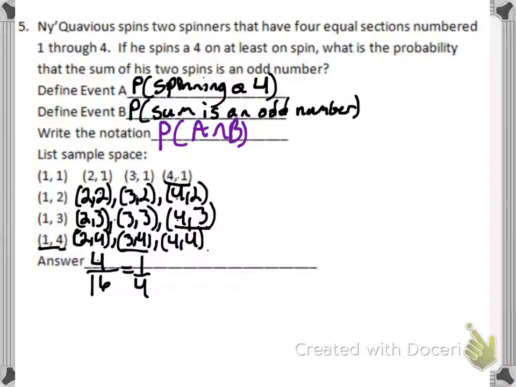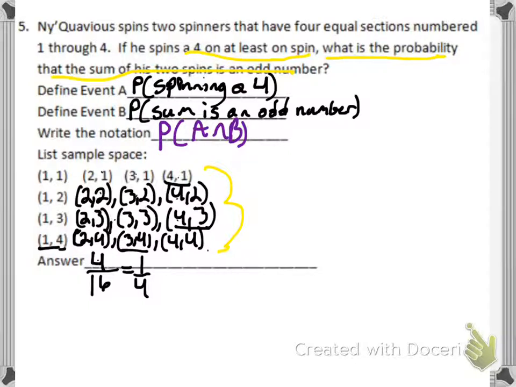Alright. Next one, Nyquist spins 2 spinners that have 4 equal sections numbered 1 through 4. If he spins a 4 on at least one spin, what is the probability that the sum of the 2 spins is an odd number? Alright, so if he spins a 4 on at least one of the spins, what is the probability that the sum of the two spins will be an odd number? Finish our set here.